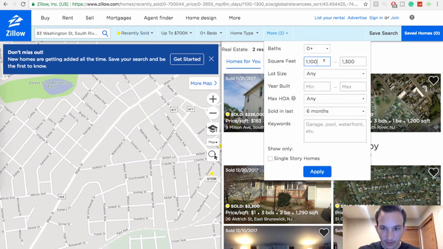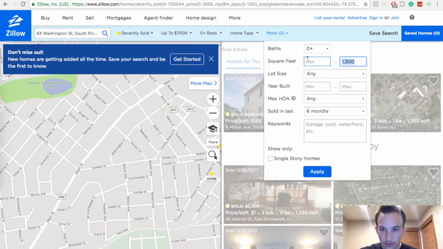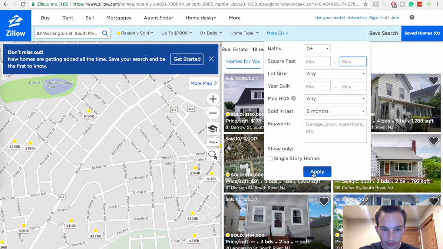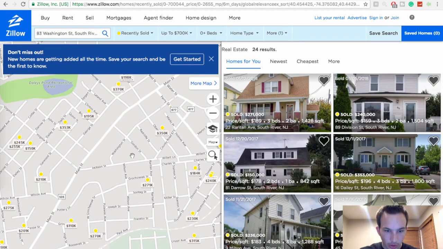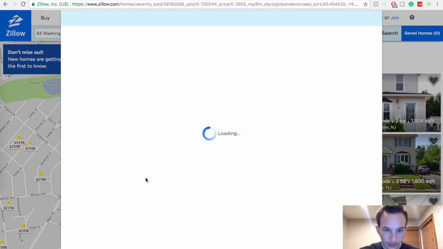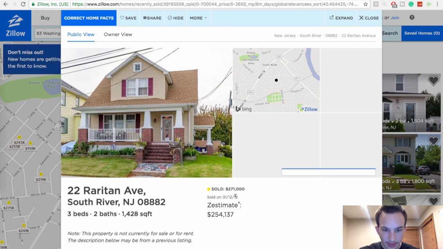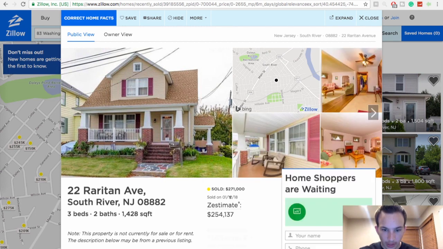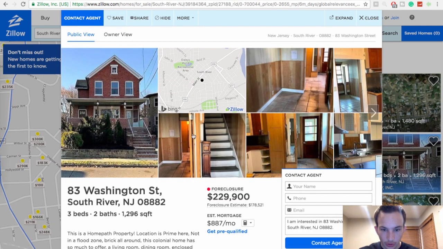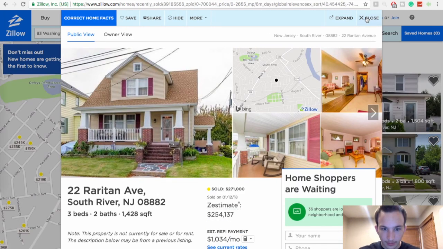Okay, the square feet didn't give me anything. This is a small town, by the way, so we're just going to run with no square feet. So this one's a 3 bed, 2 bath, 1,400 square feet. A little bit different. And this one sold for 271 on the 12th of this month. And this one is being sold for 230, okay?